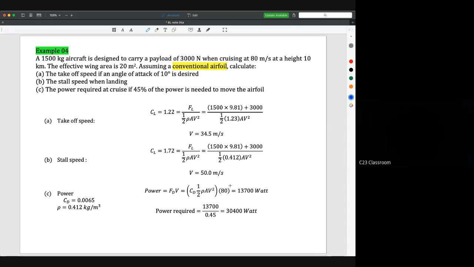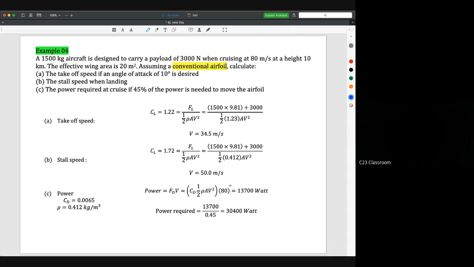So in example 4, a 1500 kilogram aircraft is designed to carry a payload of 3000 Newton when cruising at 80 meter per second at a height of 10 kilometers. The effective wing area is 20 meters squared, assuming a conventional airfoil. Calculate the takeoff speed if an angle of attack of 10 degrees is desired, the stall speed when landing, and the power required at cruise if 45% of the power is needed to move the airfoil.